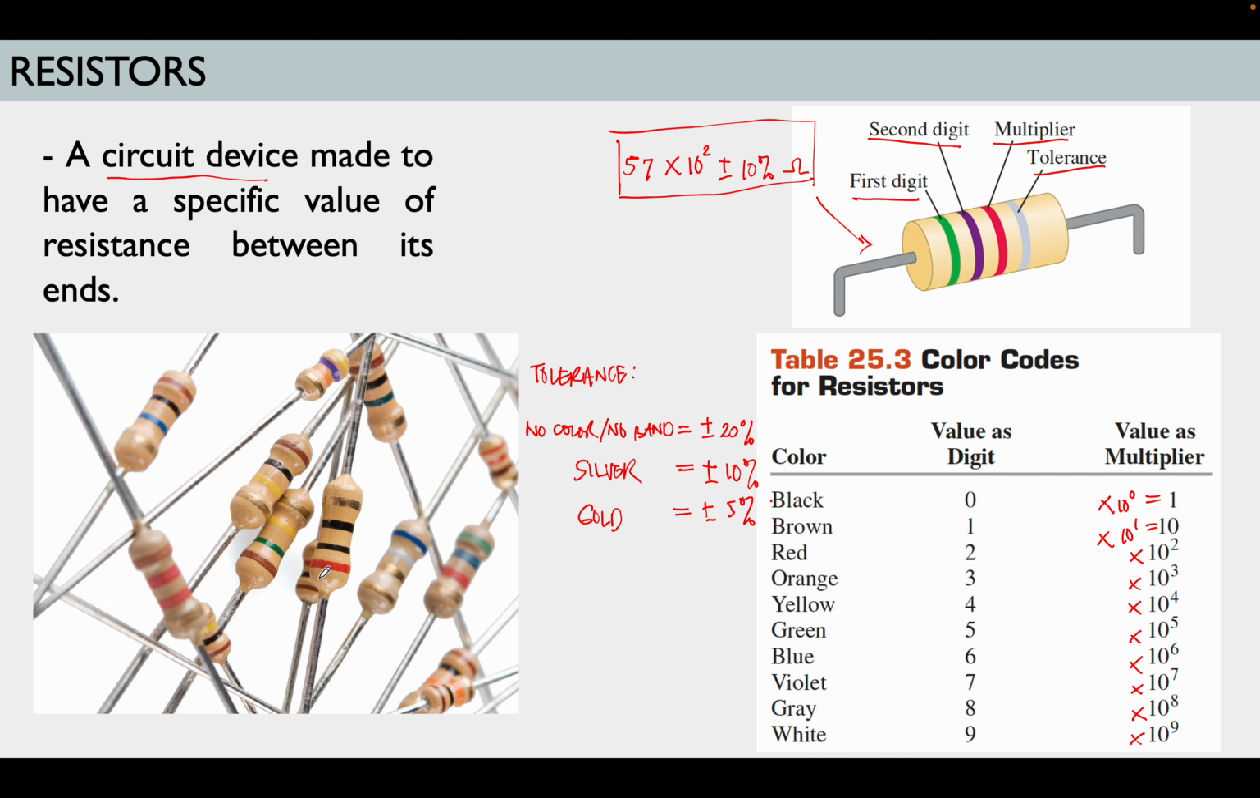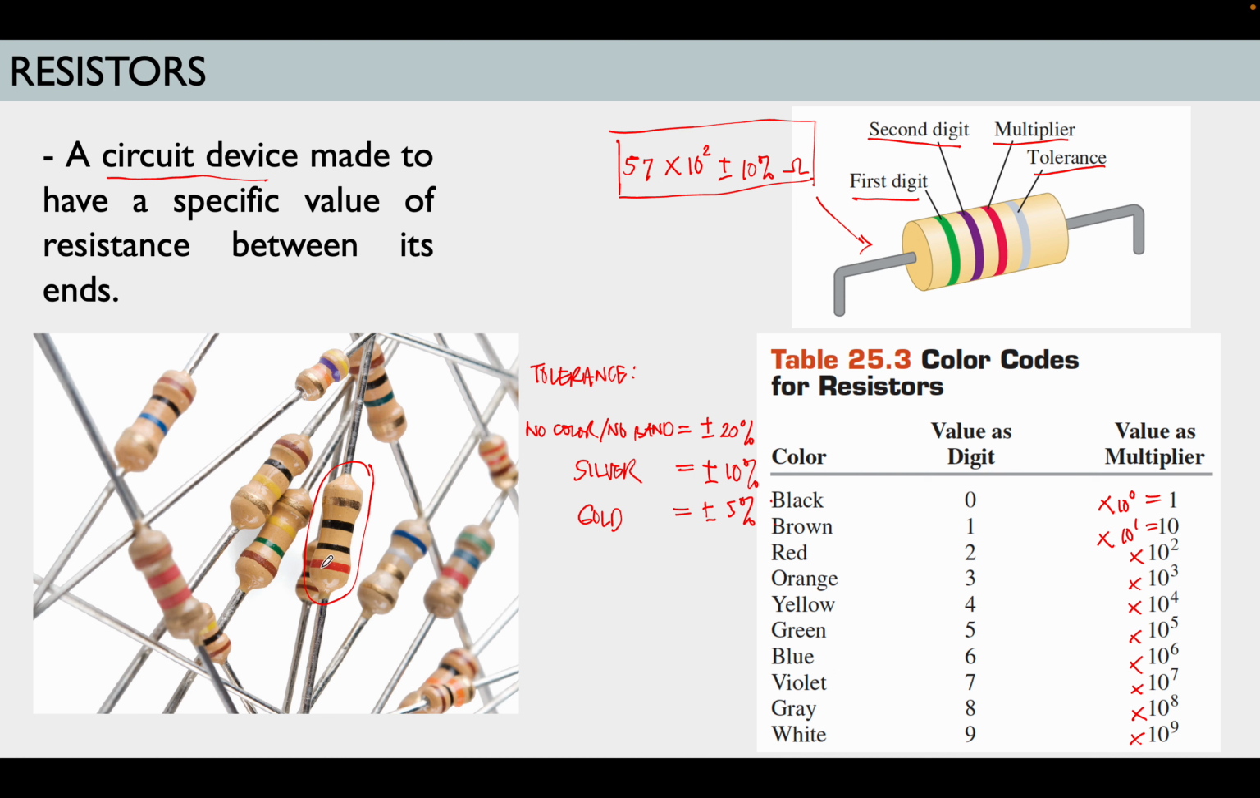So again, as you can see right here in the figure, let's look at this resistor right here. So don't be confused about where to start measuring. Notice that if the first color or first band you see is either gold, silver, or even no color, that is the tolerance. That means it's reversed, it is not the first digit, so you will go to the other side.